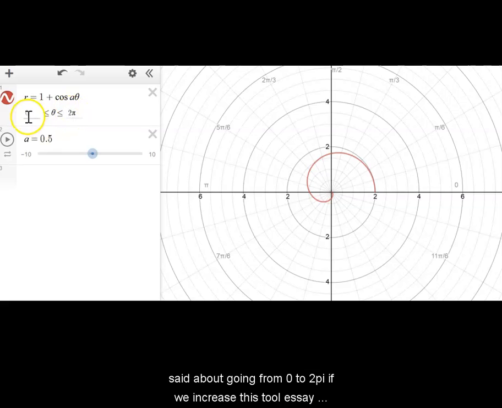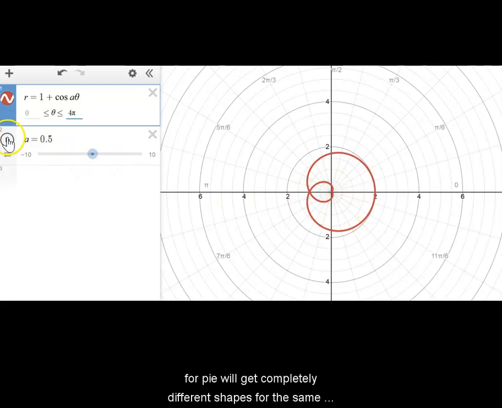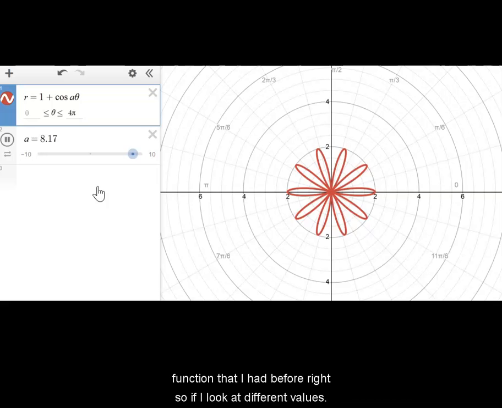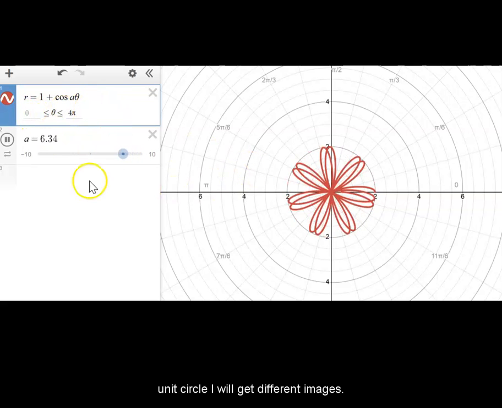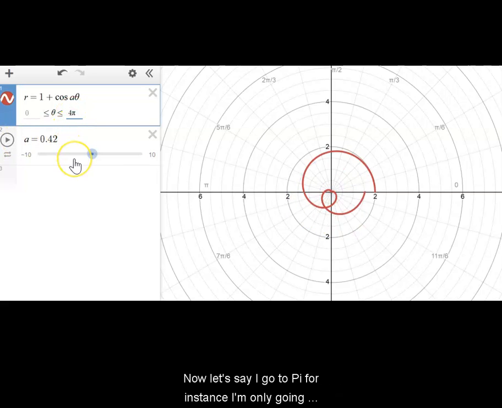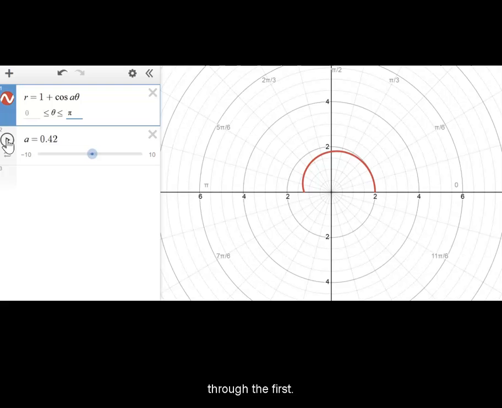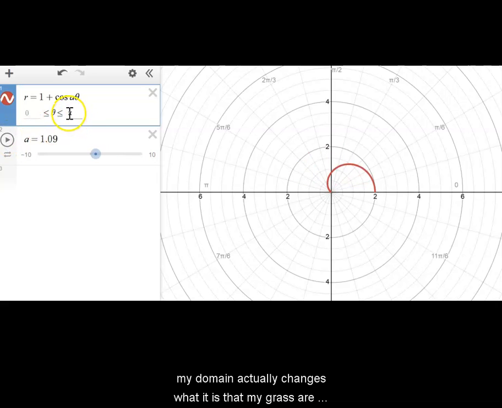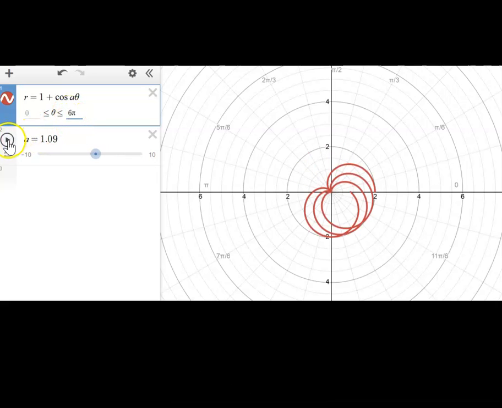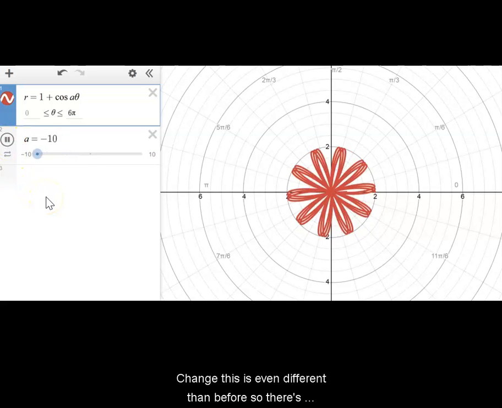And then remember what I said about going from 0 to 2 pi. If we increase this to, let's say, 4 pi, we'll get completely different shapes for the same function that I had before, right? So if I look at different domains, instead of stopping at once around the unit circle, I will get different images, right? Now, let's say I go to pi, for instance. I'm only going to the first upper half. I will get different values as well, right? So the restriction on my domain actually changes what my graphs are going to look like, right? So if I change this, it is even different than before.